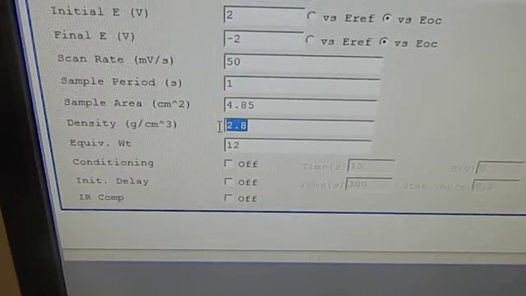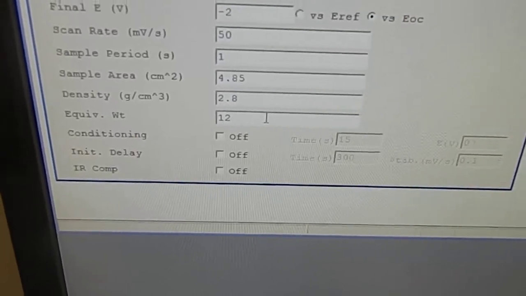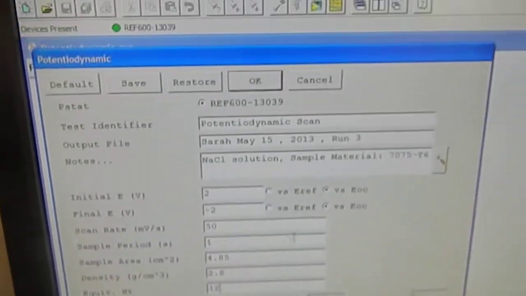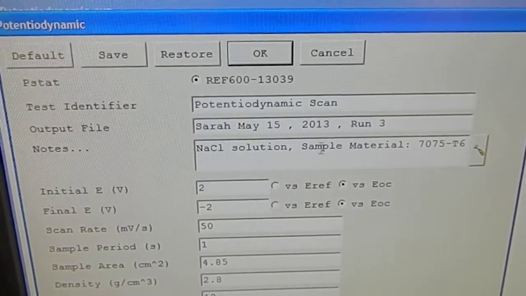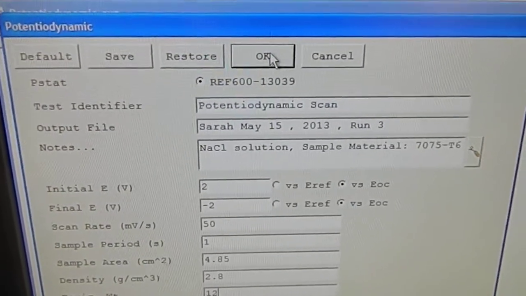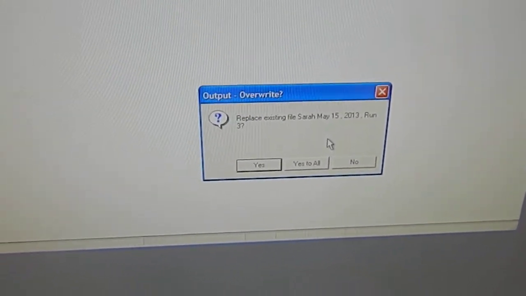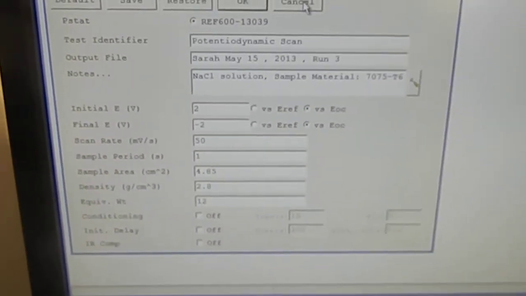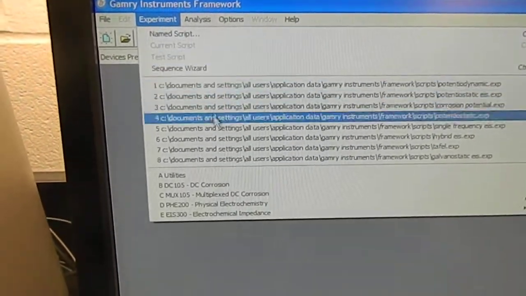And density is the density of the metal or the other material you are going to use. Equivalent weight is a metal constant, and these things are okay. After all this, output file name and some notes, fixing everything, you are going to click OK, and the curve will run. This time it is not going to run because we don't have any corrosion liquid actually, so we are not going to have any curve. This is how the potentiodynamic curve has to be done, and this is how you have to work on it.